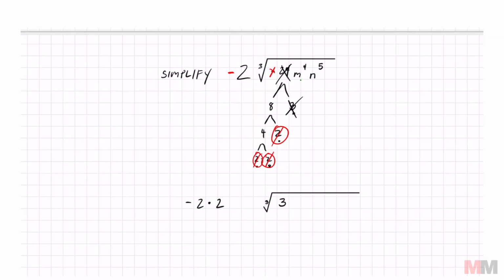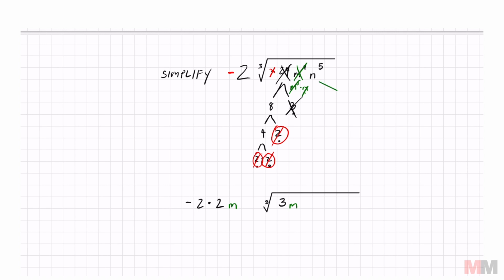All right, m to the 4th, how many groups of 3 fit in there? And you can kind of do the division in your head. There's 1 group of 3, so we can split this up as m cubed times m. 1 group of 3 can be taken out, so we can write an m on the outside, and I have 1 left over in the inside. So now I'm done with the m's, and we move on to the n's.